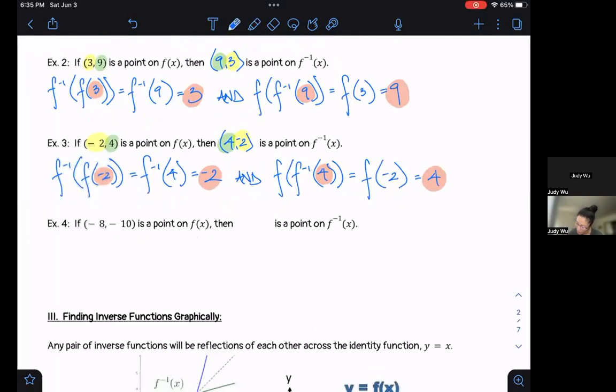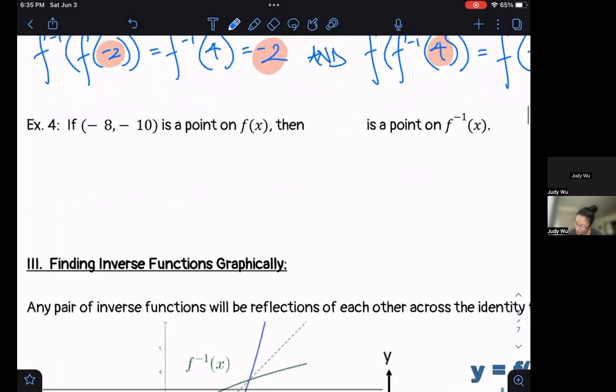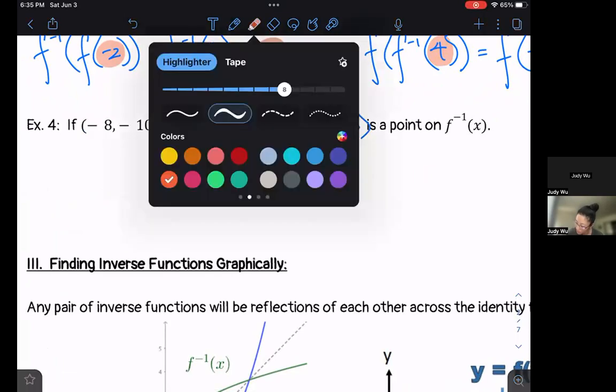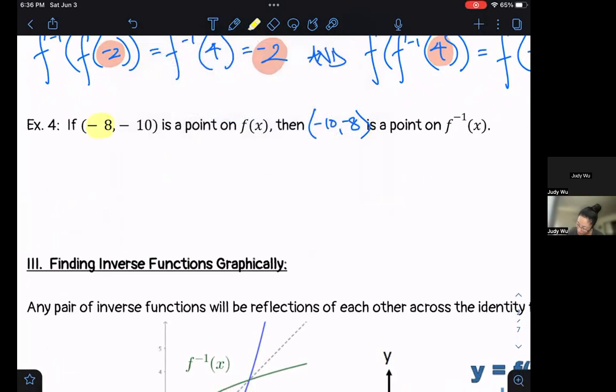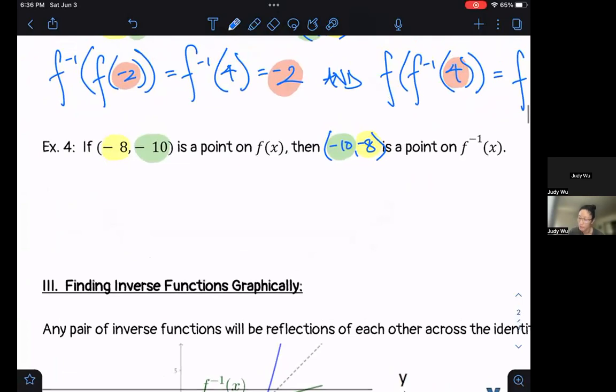All right, last but not least, if negative 8, negative 10 is a point on f of x, then negative 10 comma negative 8 is a point on the inverse function. x value, y value, y value, x value. So we've swapped the x's and y's, but now let's go ahead and compose them and make sure we get the same thing.